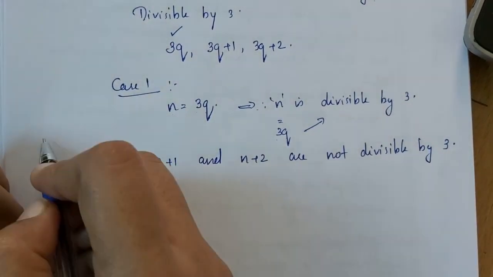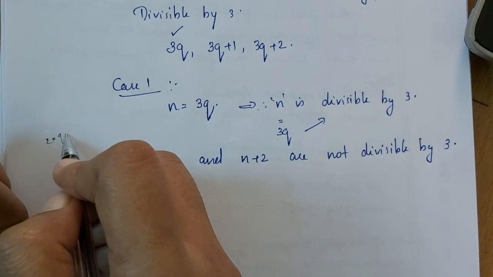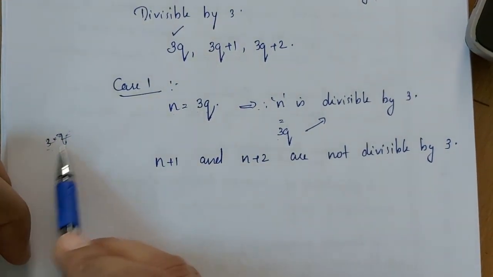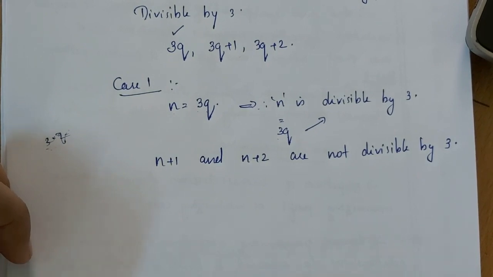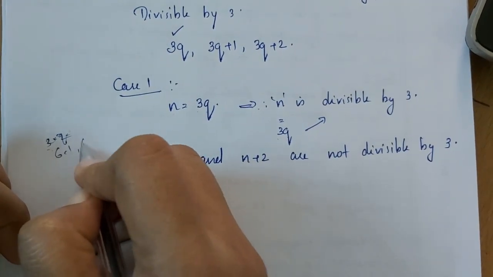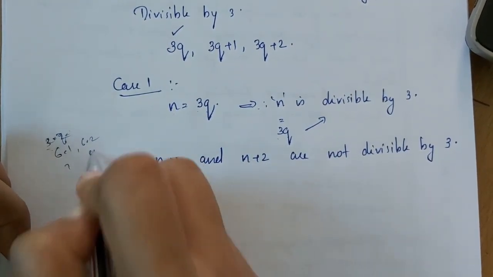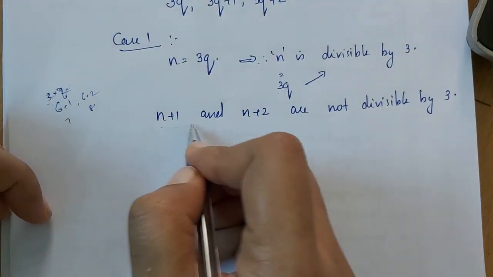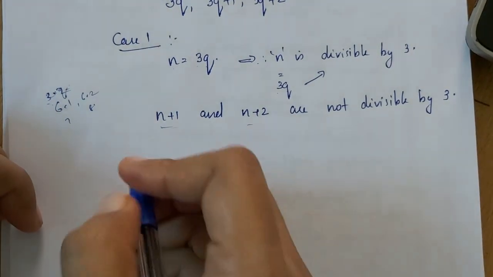We can represent it in the form of 2 into q, right? 3 into 2. Such a number is divisible by 3. But 6 plus 1 and 6 plus 2, which is equal to 7 and 8, are not divisible by 3. Yes, such a condition is proved.